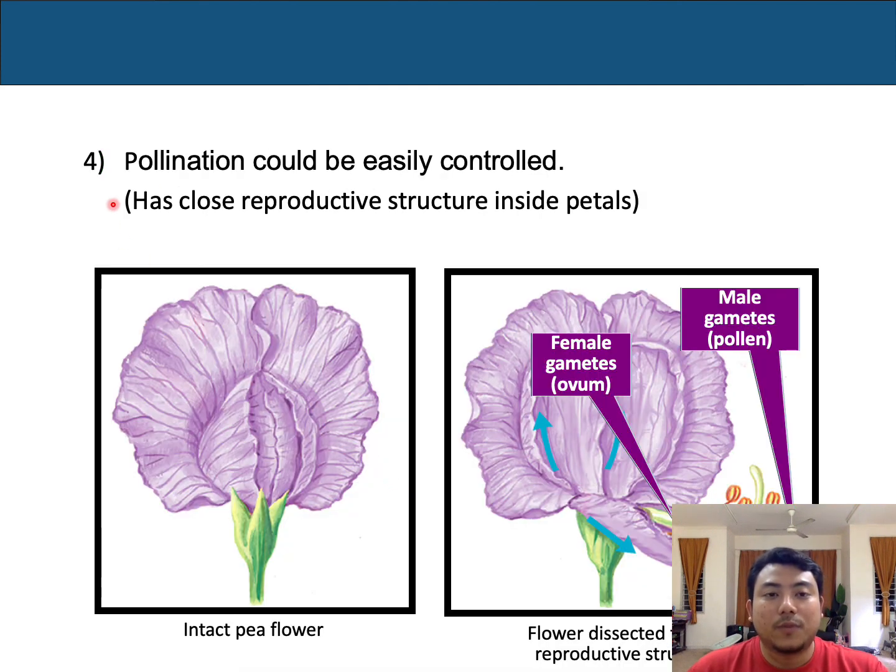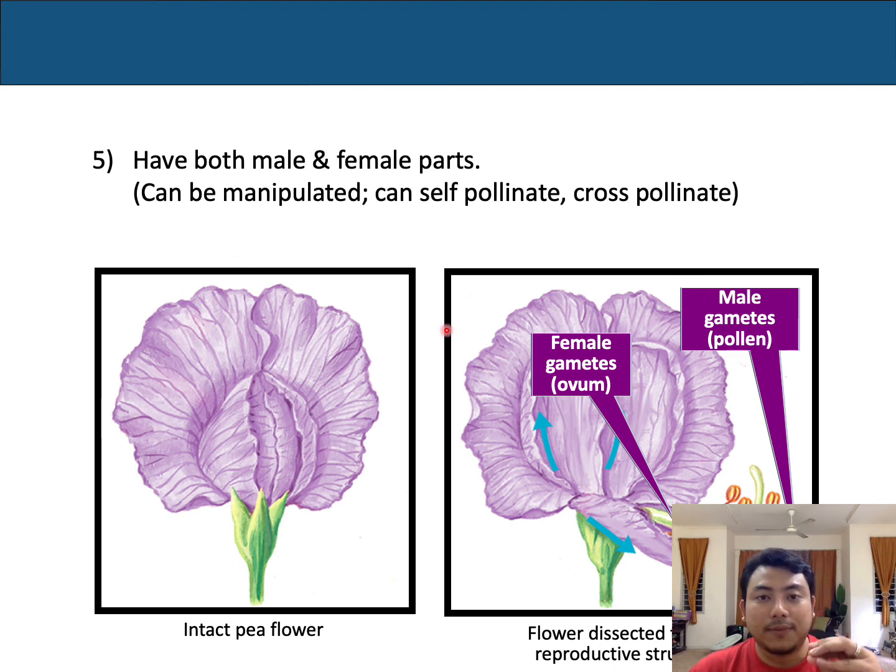And for reason number 4, pollination could be easily controlled, because we have separated the male and female parts of the plant. And number 5, have both male and female parts, so easily manipulated. So kita boleh nak self-pollinate dia ataupun nak cross-pollinate dia. Maksudnya kita boleh ambil pollen from the same plant, put it on the same ovum of the flower, or we can use from different flowers. So that's all for this sub video.